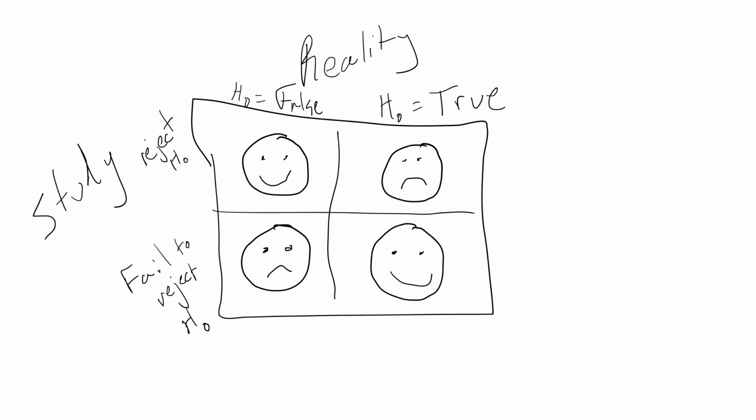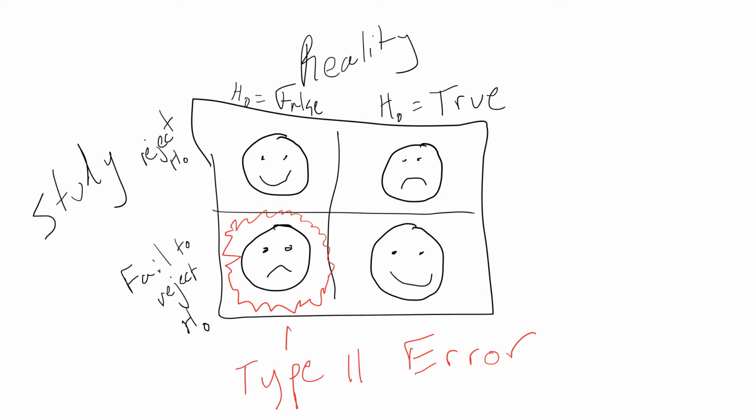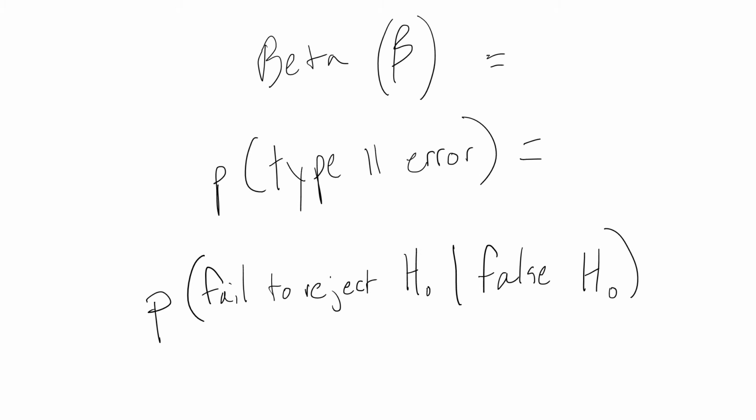Either we correctly reject the null hypothesis, we correctly fail to reject the null hypothesis, we incorrectly reject the null hypothesis, or we incorrectly fail to reject the null hypothesis. Type 2 error is the case where in reality the null hypothesis is false, but in our study we fail to reject the null hypothesis as false. In statistics, we use the symbol beta to represent the probability of a type 2 error. More technically, beta is the probability of failing to reject the null hypothesis as false given a false null hypothesis in reality.